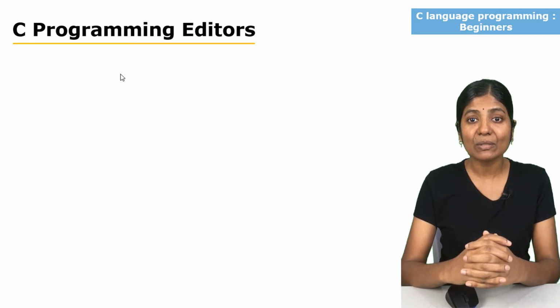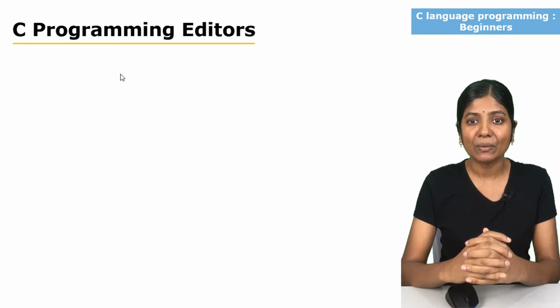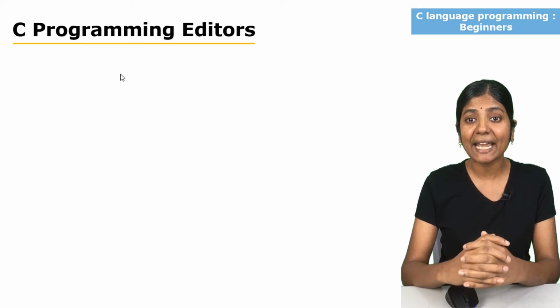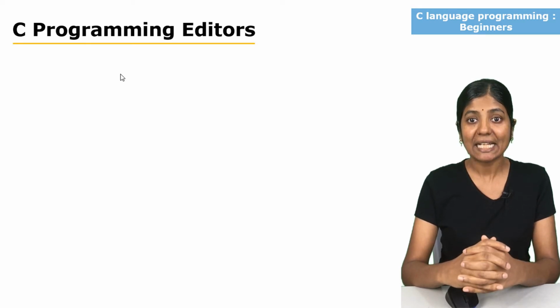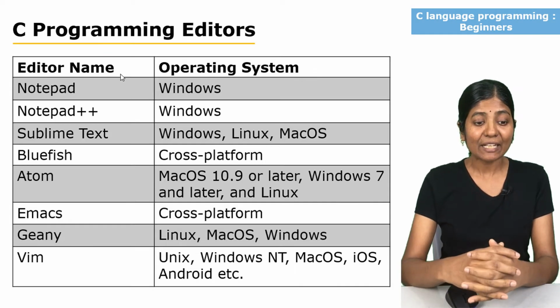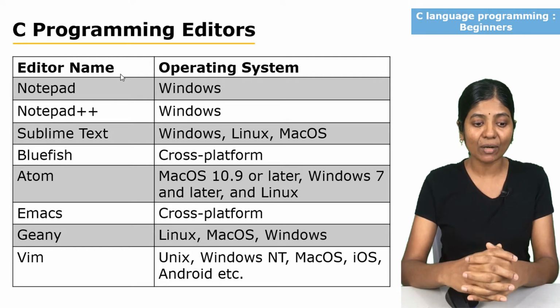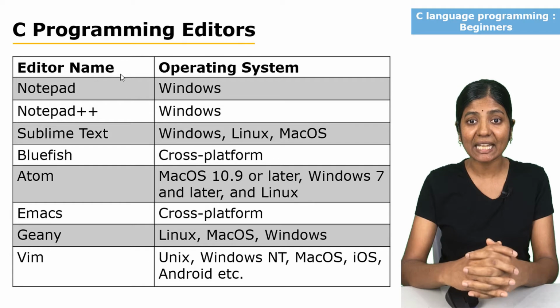A program is also called source code. Text editors can also be used as source code editors. So, text editors are not only used for editing text but also for editing programs. Let's see a few text editors used for C programming like Notepad, Notepad++, Sublime Text, Bluefish, Atom, Emacs, Geany and Vim.